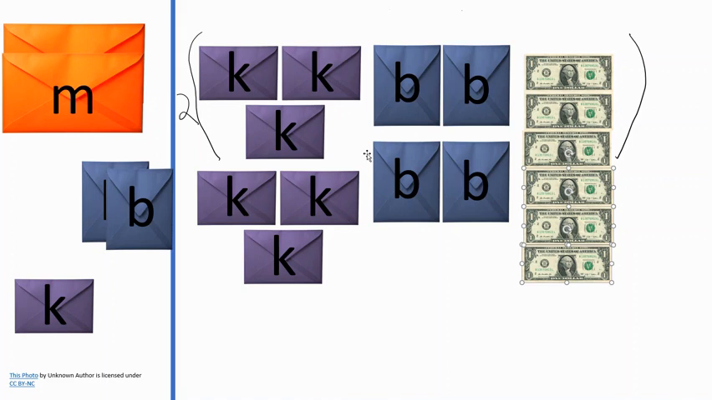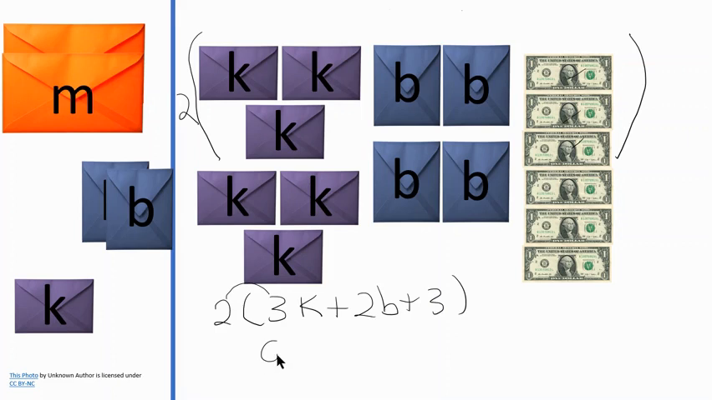In terms of numbers, this would have looked like this. You would have had 2 times 1, 2, 3, 3K plus 1, 2, 2B plus 1, 2, 3, $3, right? And then look at this. 2 times 3 is 6. 6K envelopes. 2 times 2 is 4. 4B envelopes. 2 times 3 is 6. $6.